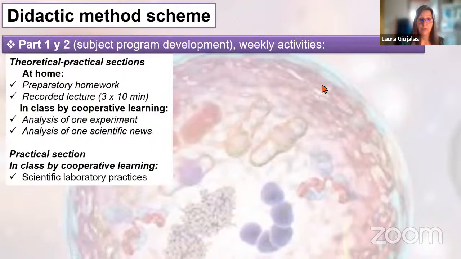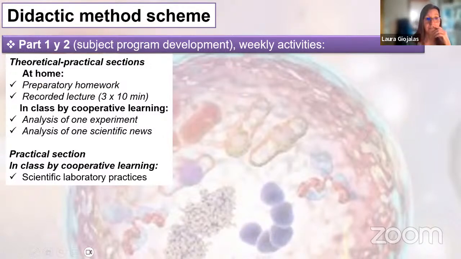So what was the design? We divided the course into 3 parts. In part 1 and part 2, we developed the whole program of the subject of cell biology, and they have to perform these activities each week. They have to do a preparatory homework. It was very important because we realized that when we gave a lecture, they arrived at the lecture without having even the title of the lecture. So we needed them to read the textbook before coming to the classroom.